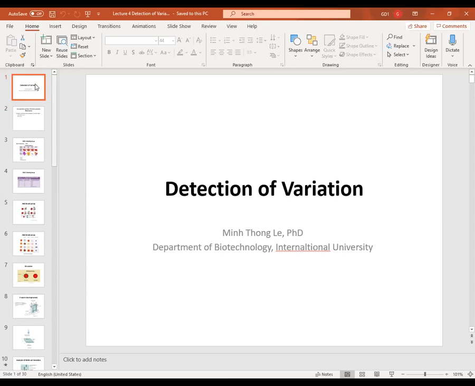Detection of variants. Different from the meaning in the course of molecular diagnostics, here we use some technology to confirm whether people have the mutation or not.